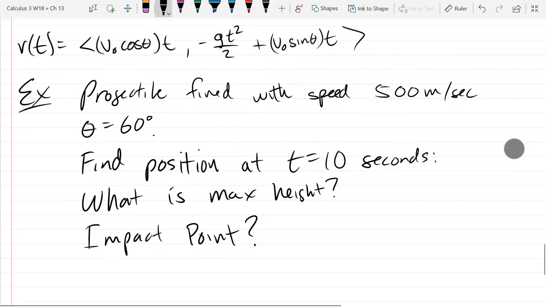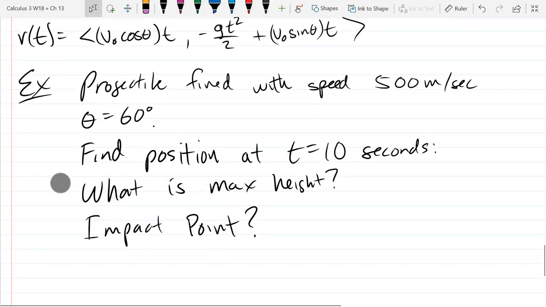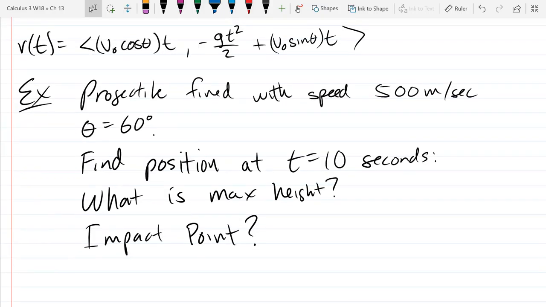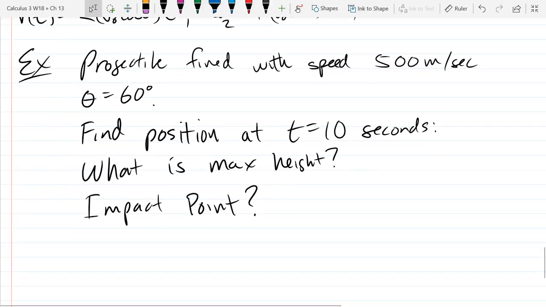In order to answer these, you basically need to create the position function. You could probably answer not what the max height is, but what time the max height occurs, using the acceleration. But in order to get the actual height, you only need the position. So might as well compute the position first and then answer the questions. And you can be lazy and use that formula at the top of the page. 60 is your theta, and V naught's 500. So you can pretty much skip a lot of the calculus steps. It's mostly an algebra problem because the calculus is done for you. And also flight time.